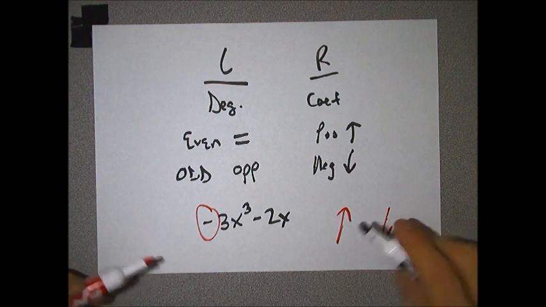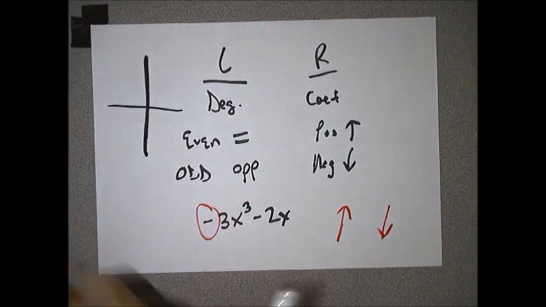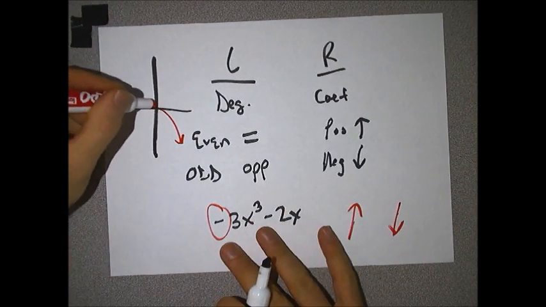Now you don't leave your answers like this, but you can think of it as a graph that would do this. The right side's going down, and the left side is going up.